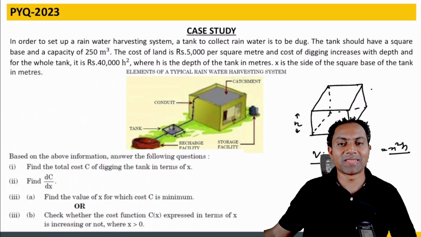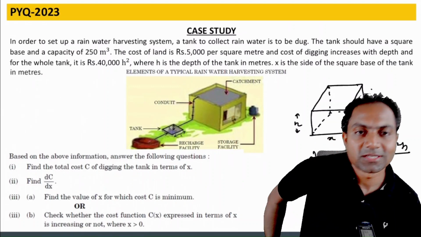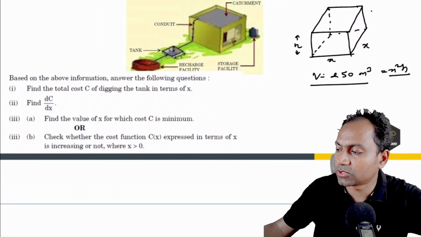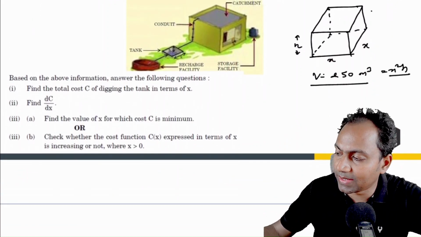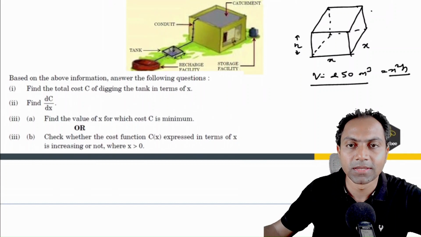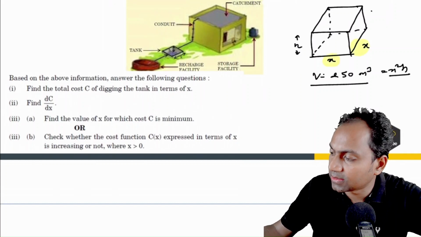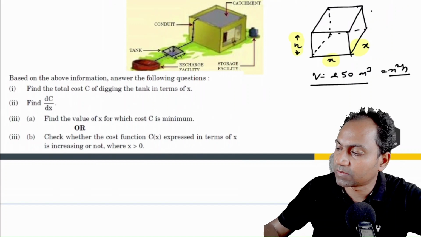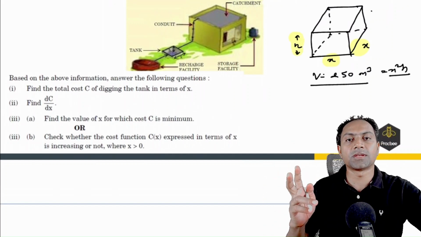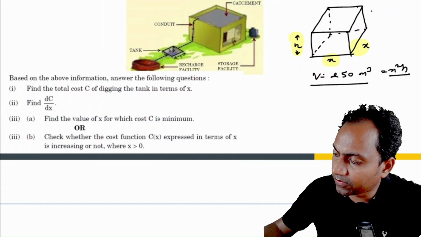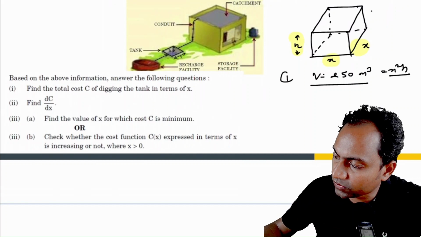Now in 2023, this case study based question was asked. This question talks about a tank that needs to be constructed. The dimensions of the tank are given like the base is a square base, and the dimensions are nothing but x and x, and the height is given as h. Now there are two things that are happening. One is basically there are two variables. One that they have given is nothing but the volume of this is given. So if I put x square into h, this is given as 250.